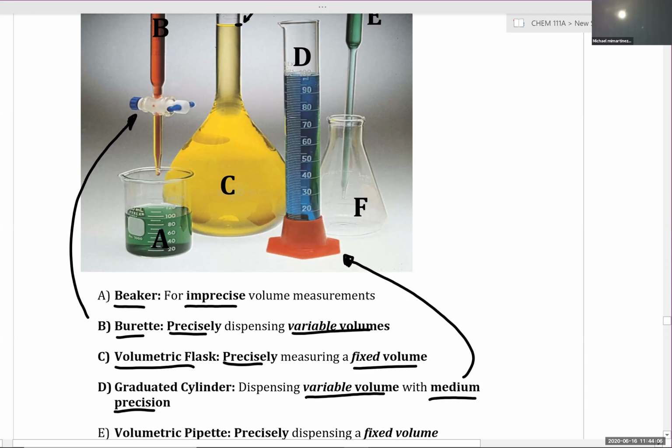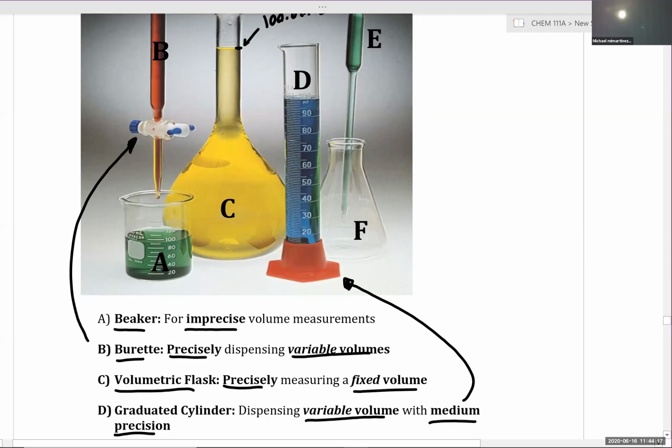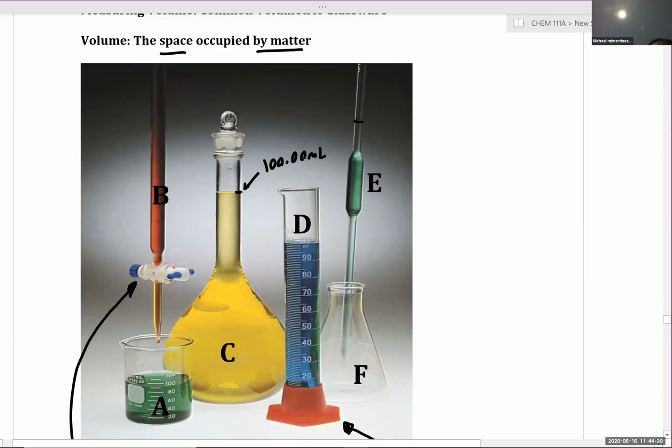A volumetric pipette, and these, depending on the manufacturer, have slightly different standards, but the volumetric pipette is designed generally for precisely dispensing a fixed volume. And you can tell volumetric devices by this telltale tick mark. Does everyone see this white tick mark here? That's essentially saying this volumetric pipette is fixed, and this looks like a 25 mil volumetric pipette. So it will very precisely dispense 25 mils if you fill it to the line exactly.